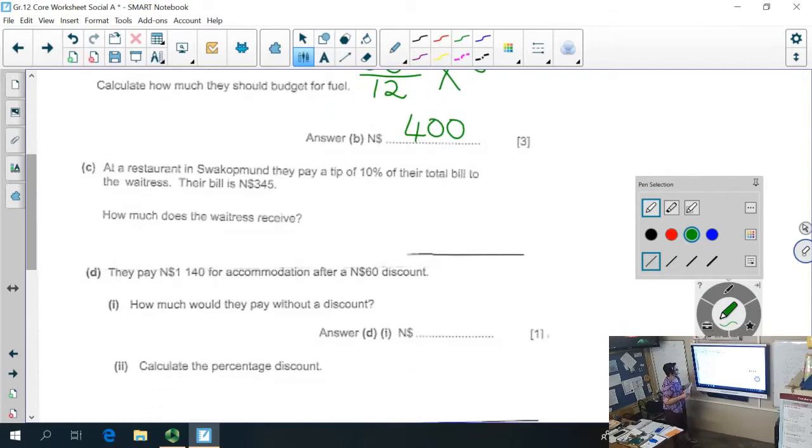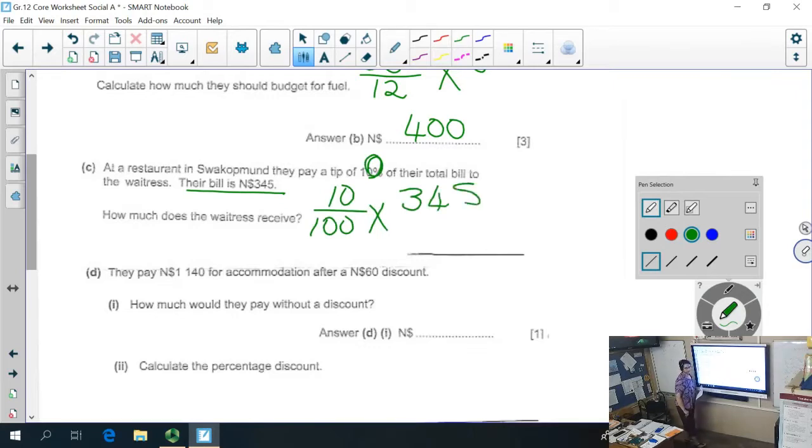At a restaurant in Swakop, they pay a tip of 10% of their total bill to the waitress. Now look at this one. The bill is 345. That's the final sum. How much does the waitress receive? Now, she gets 10% of that. So it is just 10%. Look again, the moment when we see that sign, we put it over 100 of 345. 10% of 345, and that is then $34.50. Look at it, 2 decimal places. Money, 2 decimal places. That's very important there.